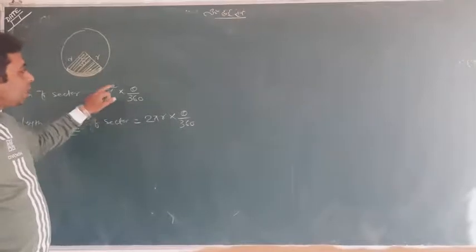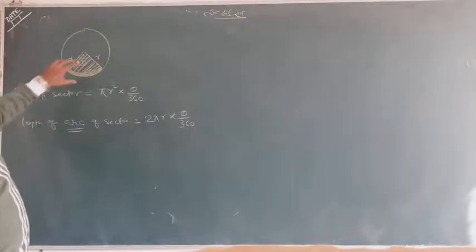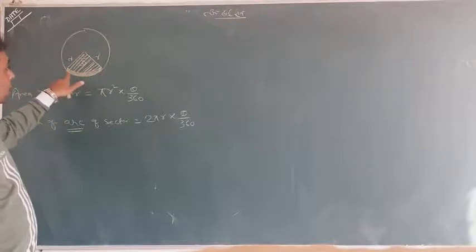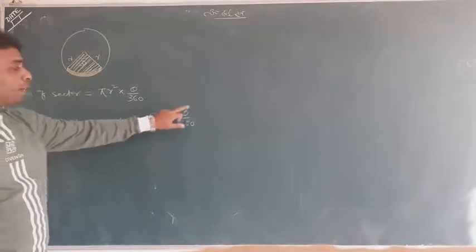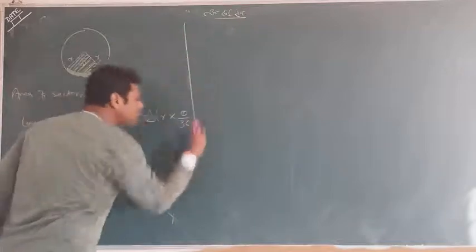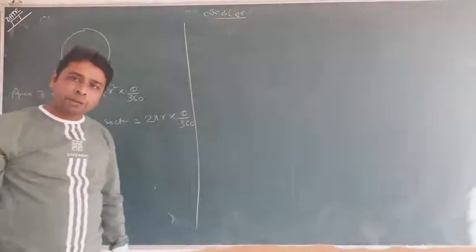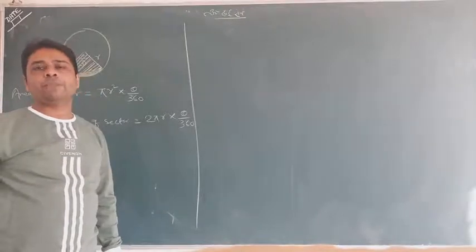So pi r squared theta upon 360 is the area of the sector, and the length of the corresponding arc of the sector is given by 2 pi r theta by 360. Keep these two formulas in mind. They are for finding the length of the corresponding arc and the area of the sector.